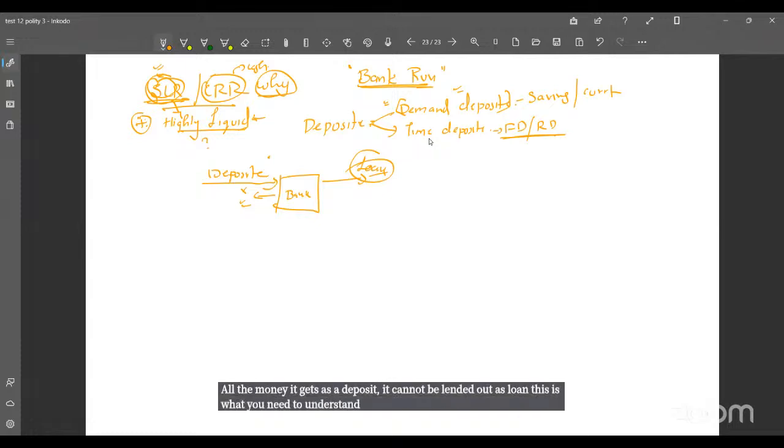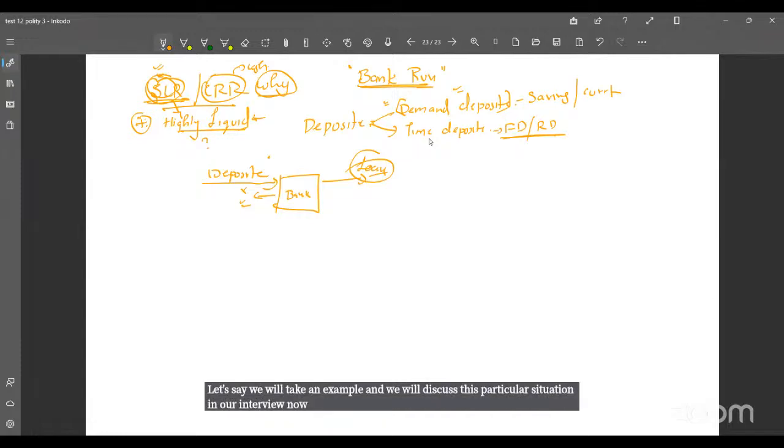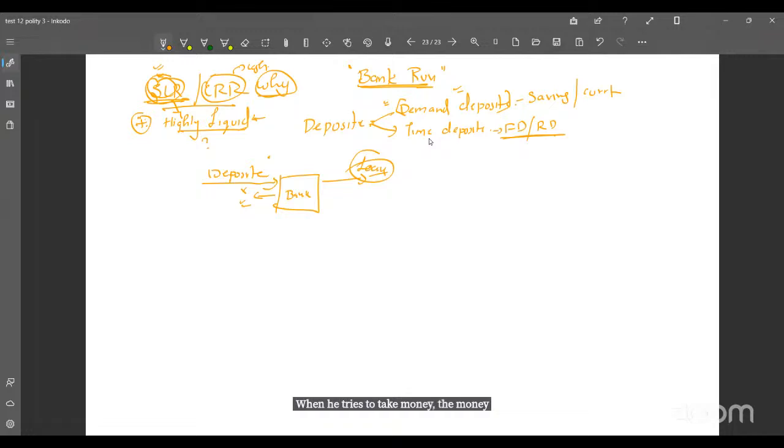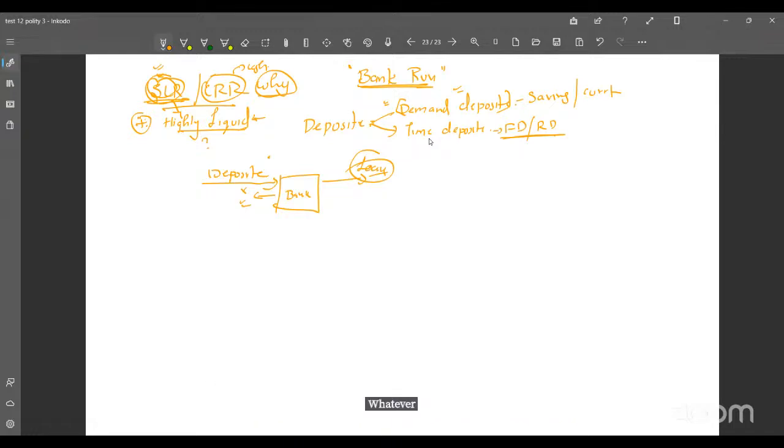ஸோ அப்படி இருக்க போகும்போது என்ன ஆகும் அப்படின்னு பாத்தீங்கன்னா, let's say we will take an example and we will discuss this particular situation. There is this one guy who goes to the ATM and tries to take money. When he tries to take money, the money is not coming due to some genuine reasons like an internet issue or due to the lack of supply of currency. ஏதாவது ஒரு genuine issue, ATM சரியா வேலை செய்யல. So whatever could be the reason, the money did not come.